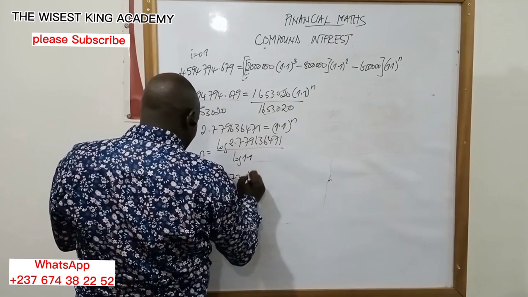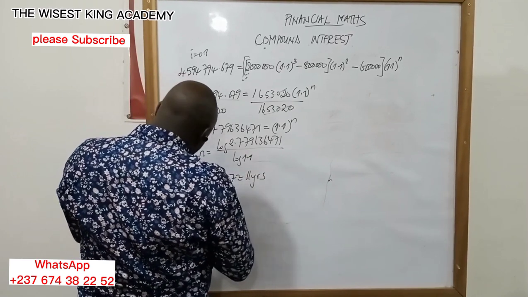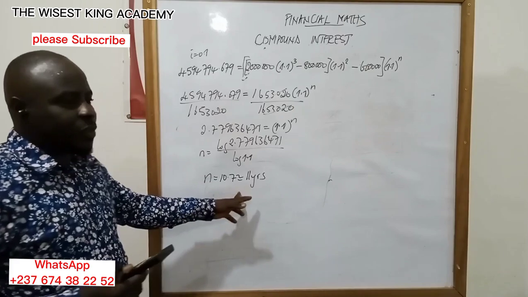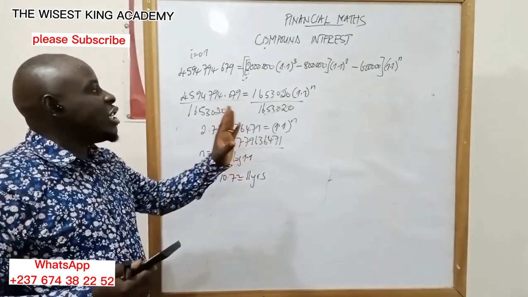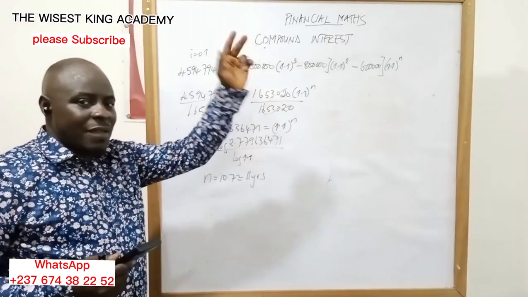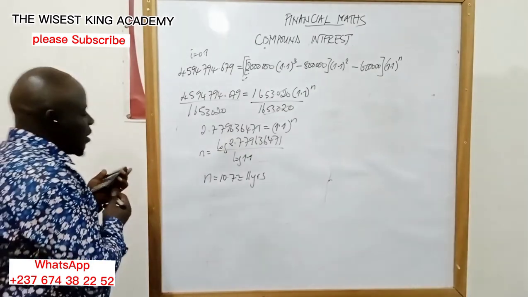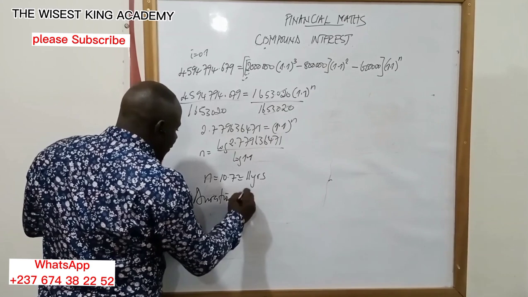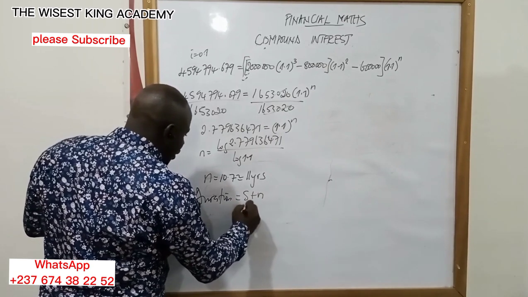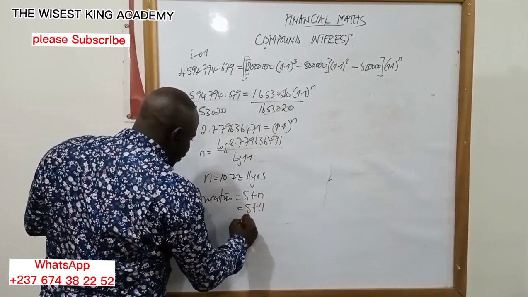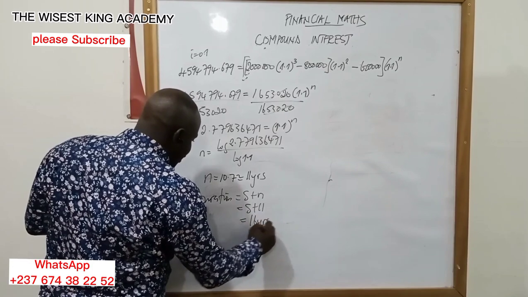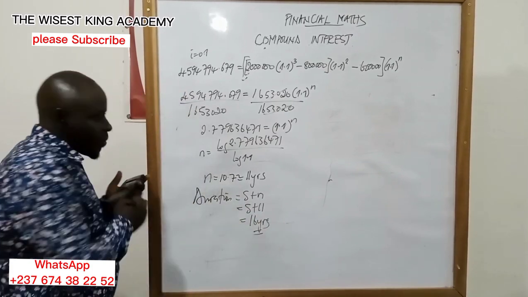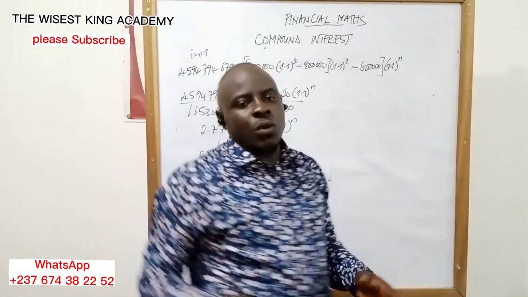10.7, which is approximately 11 years. Remember, this is not the duration. This is actually the duration after the last withdrawal, which is 5 years after the amount is invested. So the duration will be 5 plus n, which is equal to 5 plus 11, which is actually equal to 16 years.